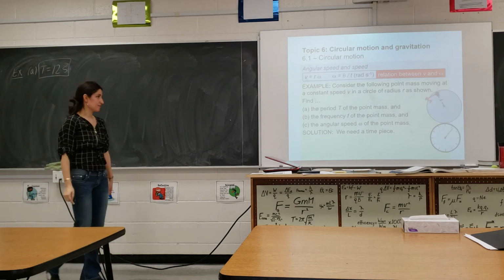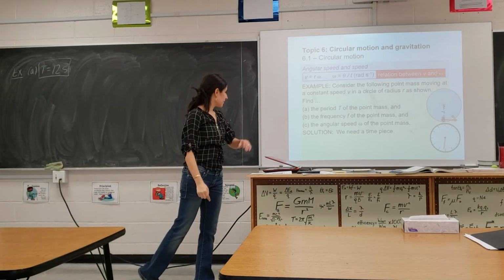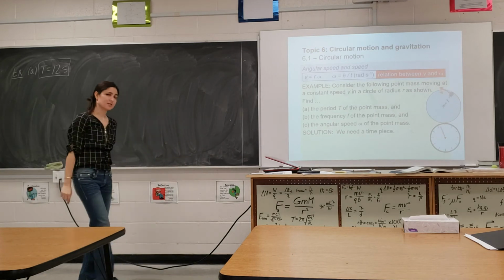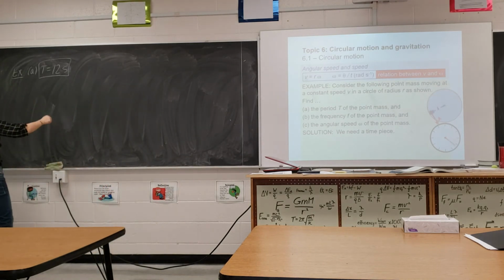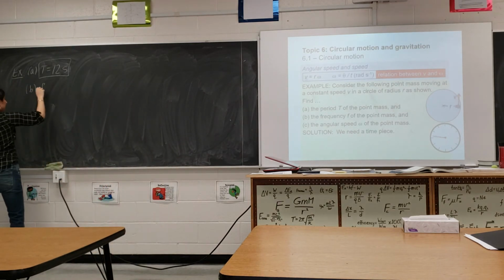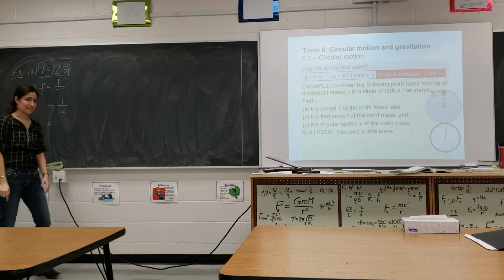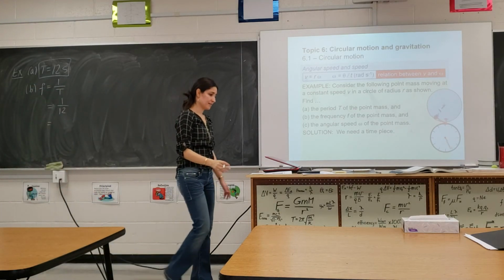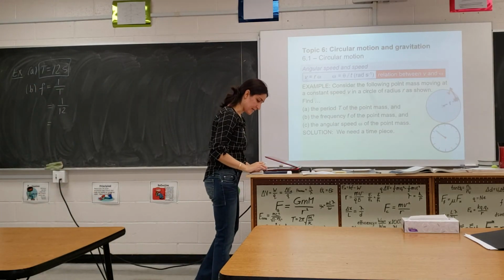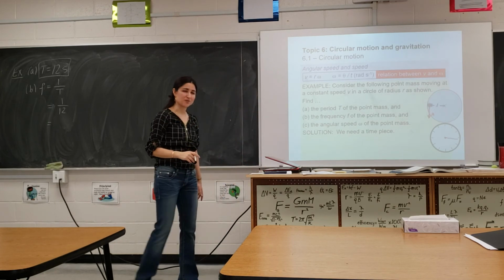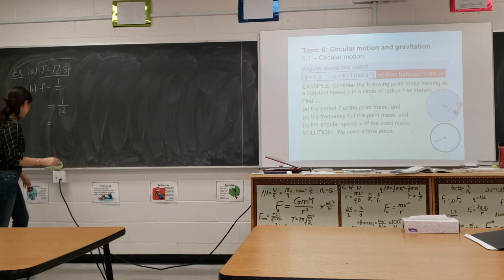So that was pretty easy by inspection. Part B, the frequency of the point mass. Also not too bad. Frequency is the reciprocal of period. So that's 1 divided by 12. Again, don't leave your answer like that. Figure out the decimal. Okay, so 1 divided by 12, that's 0.083 with the 3's repeated.